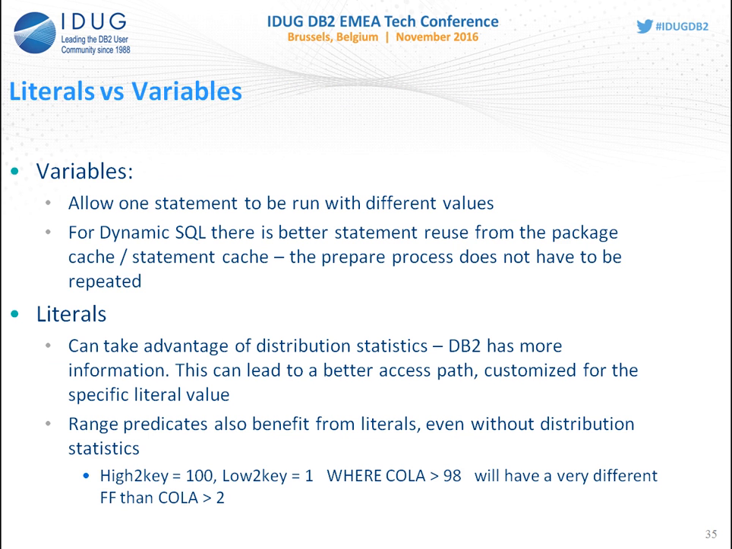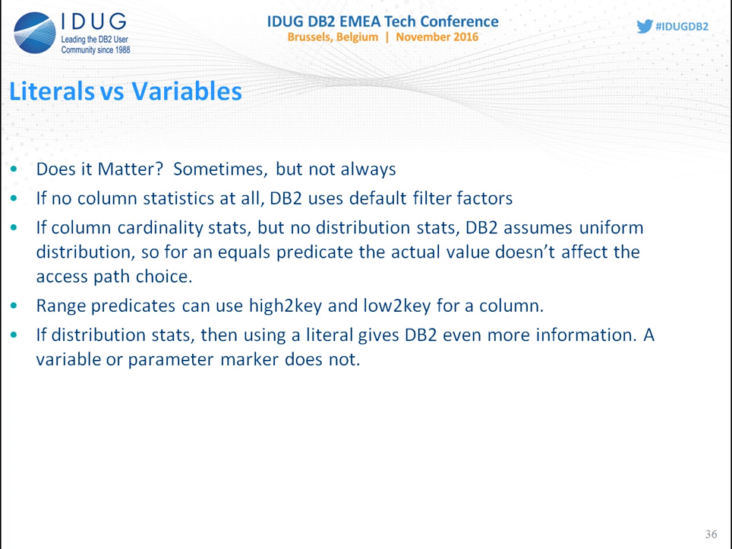Range predicates can also benefit from literals. If we have the high 2 key is 100 and the low 2 key is 1, then you're going to get a very different filter factor for column A greater than 98 than column A greater than 2. Does it always matter? Not always. If you don't have column statistics at all, DB2 is going to use default filter factors, so it doesn't matter whether you use a literal or a variable. If you don't have distribution stats, DB2 will assume a uniform distribution.